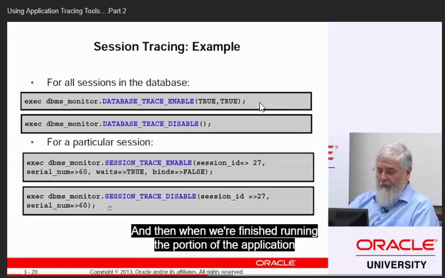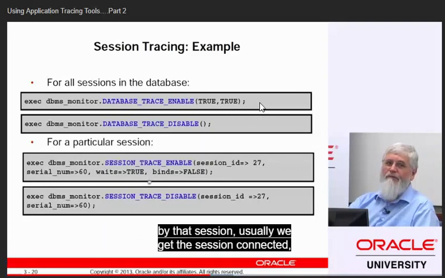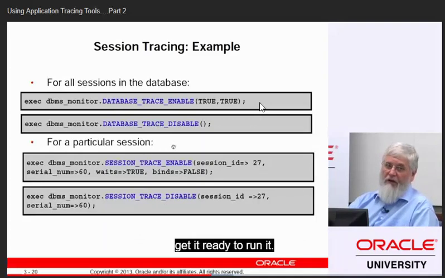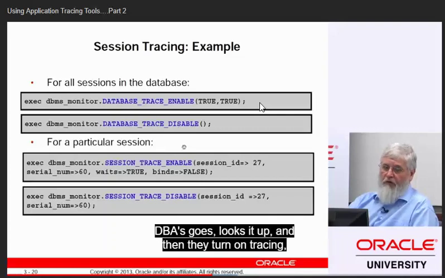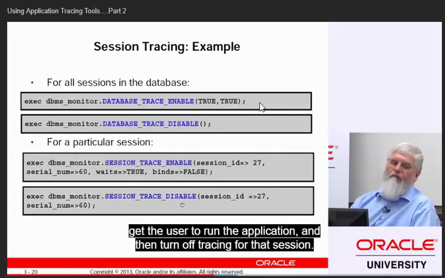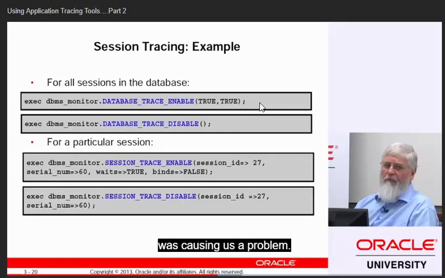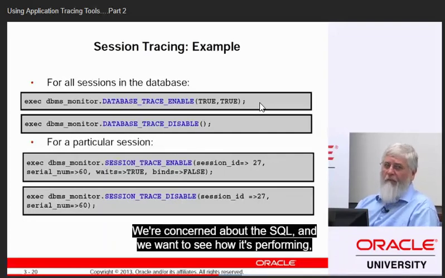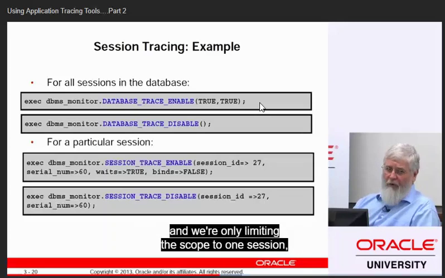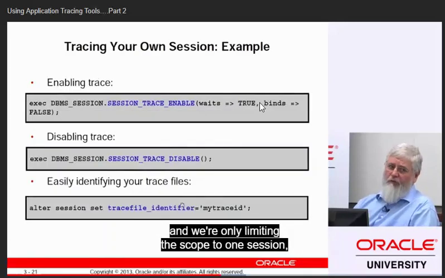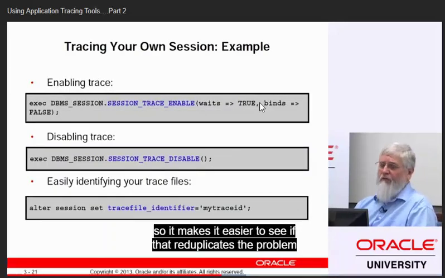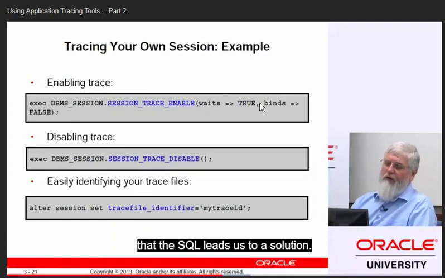And then when we're finished running the portion of the application by that session, usually we get the session connected, get it ready to run it. The DBA goes, looks it up, and then they turn on tracing, get the user to run the application, and then turn off tracing for that session. And then we have the SQL during a portion of an application that was causing us a problem. We're concerned about the SQL. We want to see how it's performing. And we're only limiting the scope to one session, so it makes it easier to see if that reproduces the problem, if the SQL leads us to a solution.